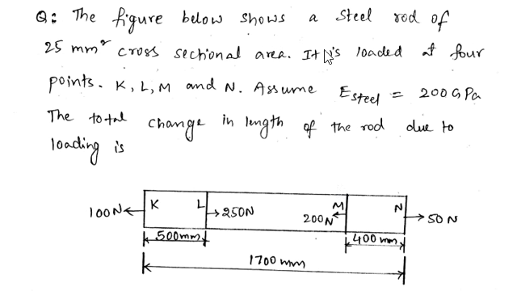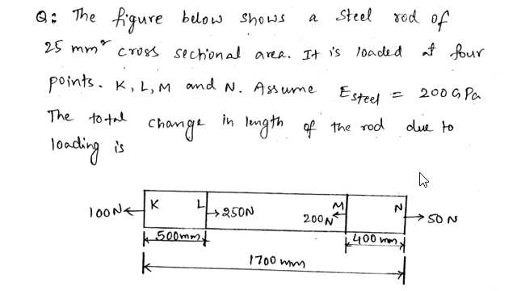the figure below shows a steel rod of 25 mm square cross sectional area. It is loaded at 4 points K, L, M and N. Assume E, that is Young's modulus for steel, as 200 gigapascal. The total change in the length of the rod due to loading is.